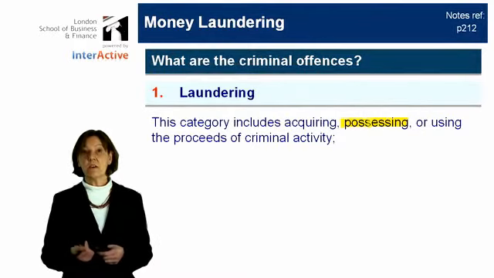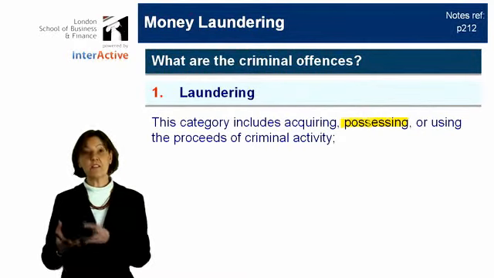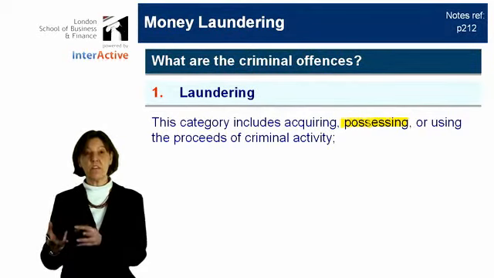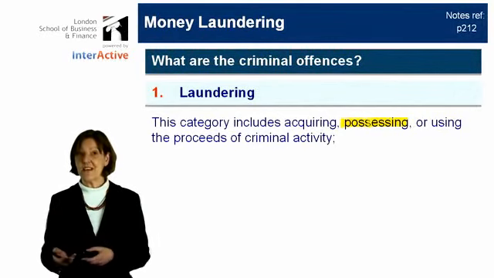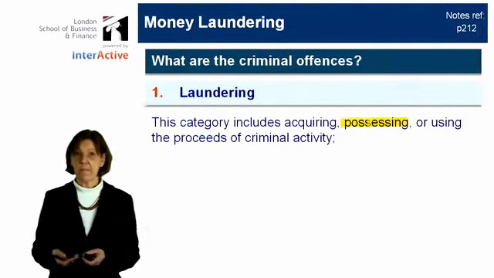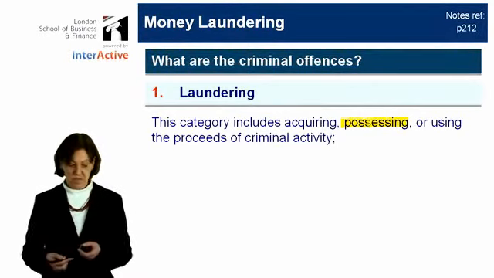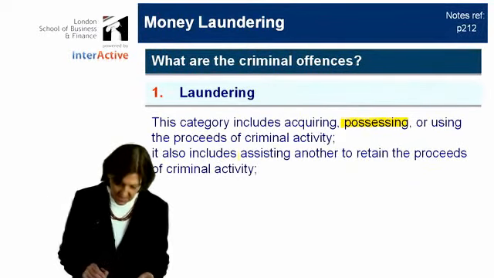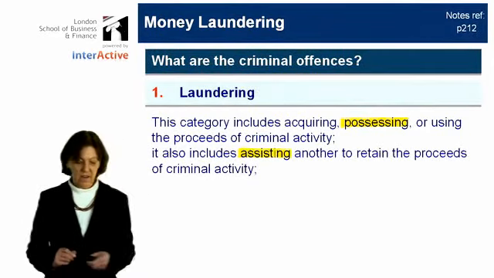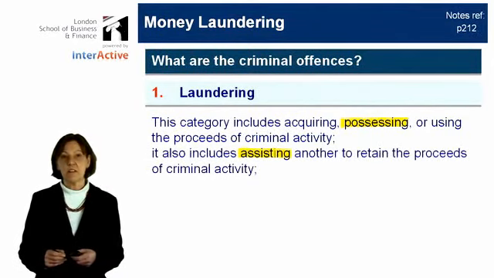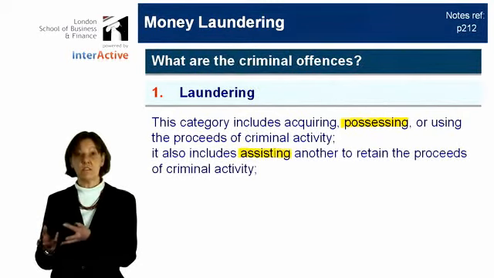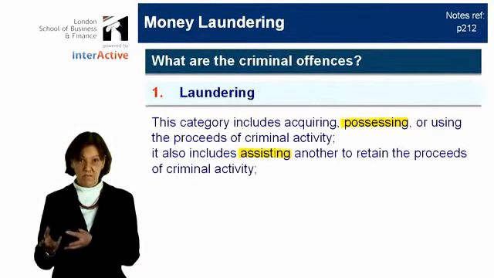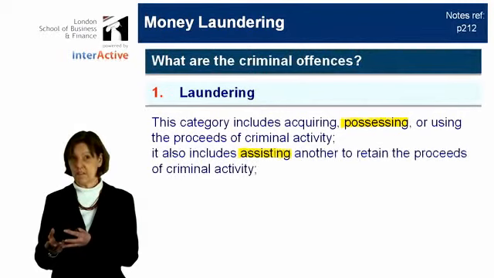Now, what if your client comes up to you with a whole load of money, puts it into your client bank account, and says to you, can you use it? You could well be treated as possessing this. But it also, more importantly, from an accountant's point of view, includes assisting another to retain the proceeds of criminal activity. So what if your client comes up to you with this whole load of money and says, can you buy a business for me? And you do. You may well be assisting in him retaining the proceeds of that criminal activity.